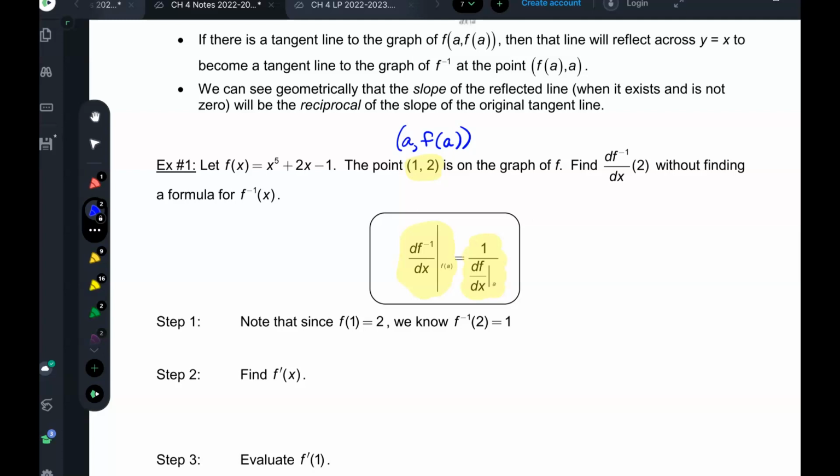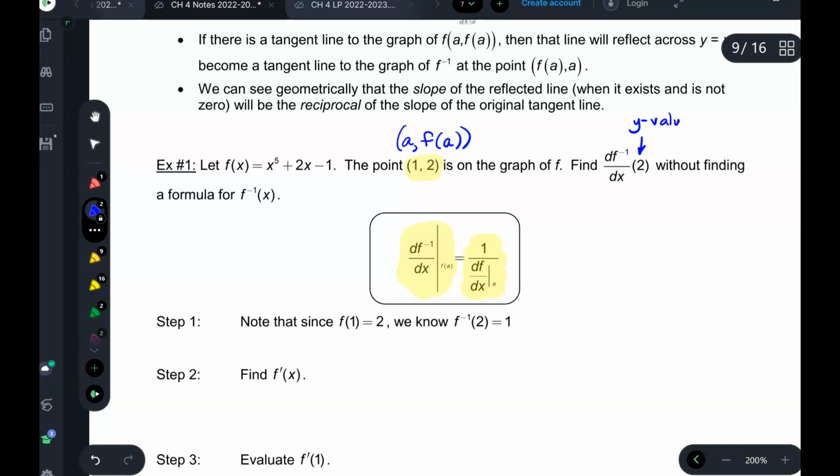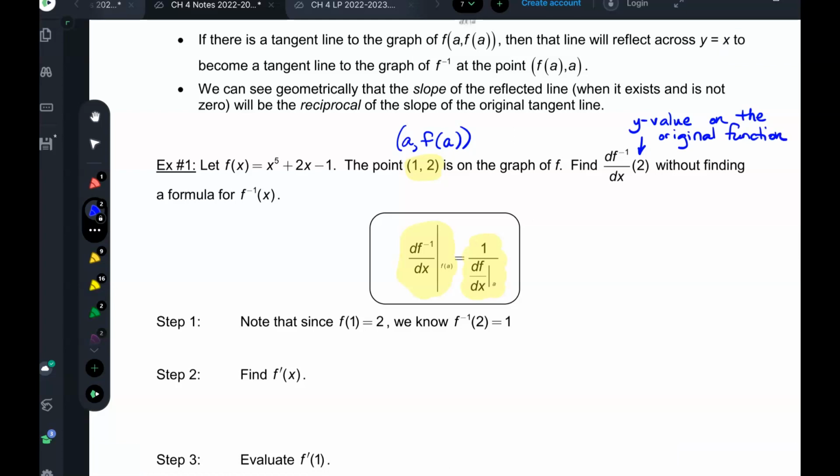Do you want me to write that? So a is a y value. So this is the y value on the original function. Okay, so just keep in mind when it's asking for a derivative of the inverse at a value, that's a y value on the original, because remember, the function and its inverse, x and y are swapped. Okay, so now what I want to do is take 1 over the derivative of the original function at 1.